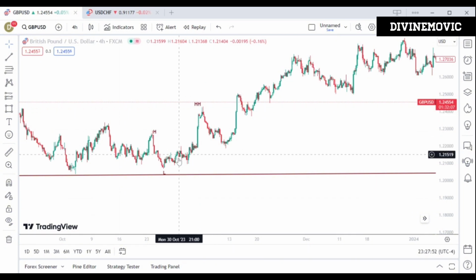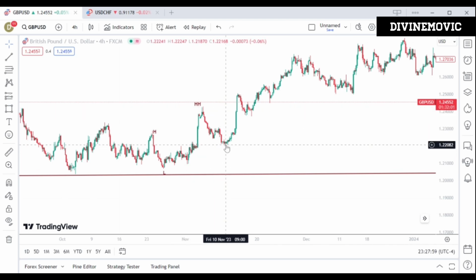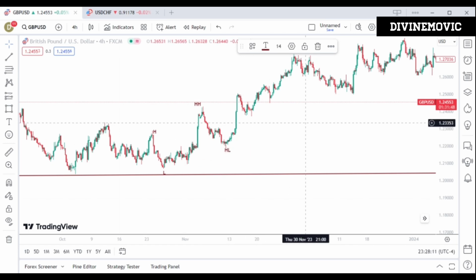Now, this is the low. Where is the next low? We can clearly see here. This one, and this higher high gave us this low. So this low is higher than the previous low, so it is referred to as the higher low. So this point now is referred to as what? Higher low.